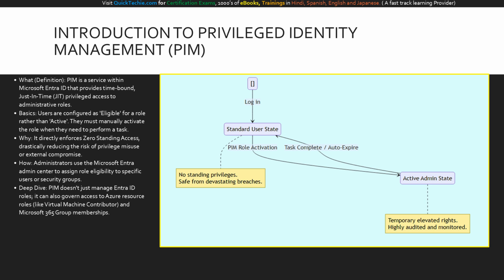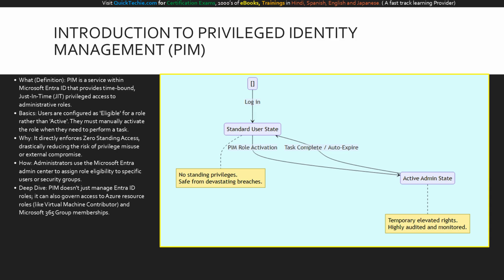In their day-to-day work, they operate as a standard user. When a critical task arises, they must actively invoke PIM to elevate their permissions. Why is this so powerful? Because it systematically enforces zero standing access across your entire organization. The Entra Admin Center provides a unified interface to manage this eligibility.